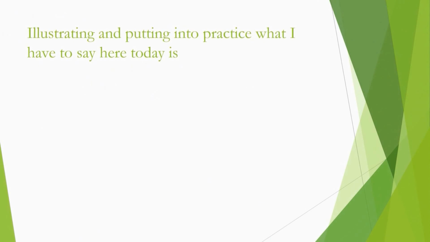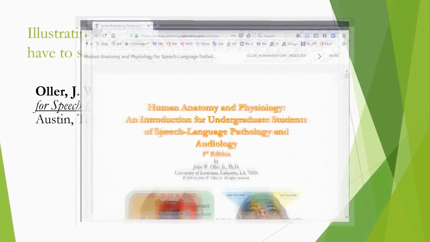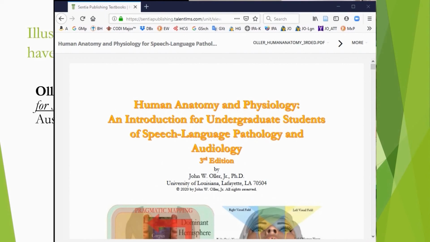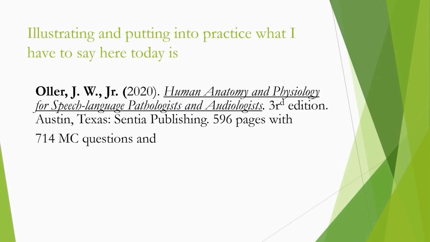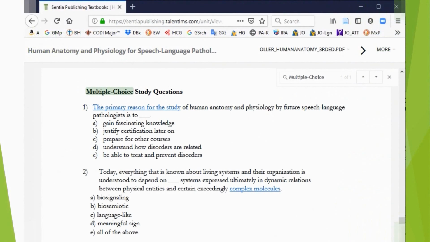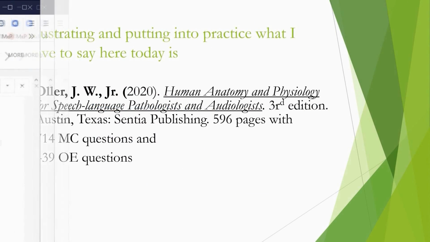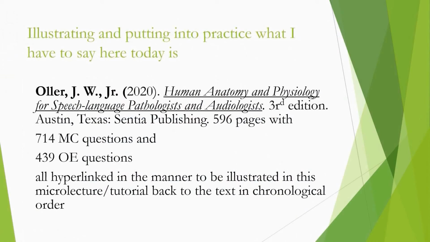Illustrating and putting into practice what I have to say is my book, 2020 third edition, Human Anatomy and Physiology for Speech Language Pathologists and Audiologists, published in Austin, Texas by Sancha Publishing. 596 pages worth, 714 multiple choice questions, 439 open-ended questions. All of them are hyperlinked back to the text in a chronological order.